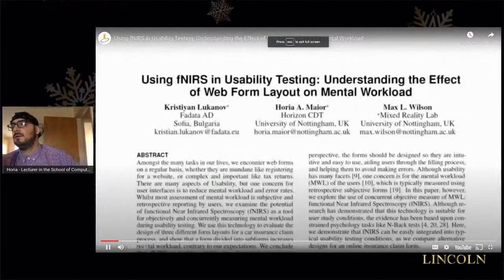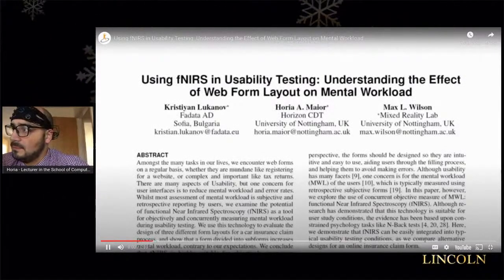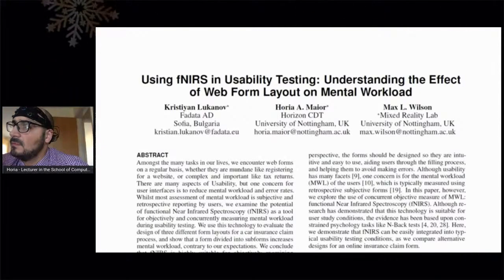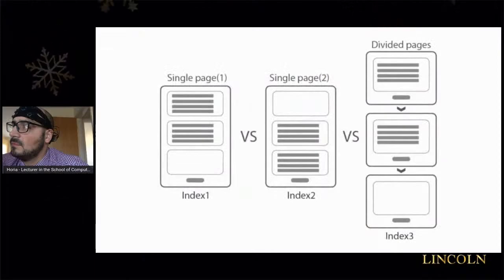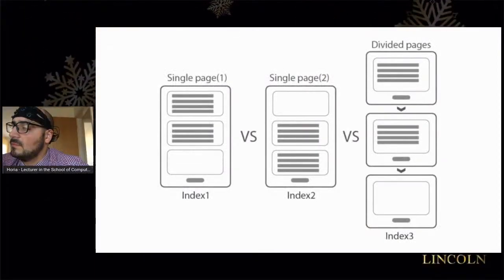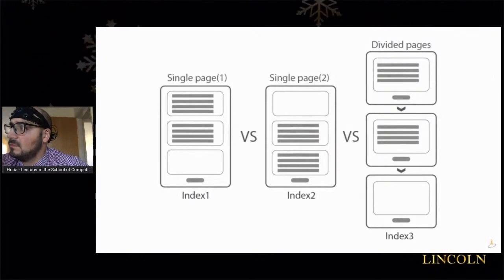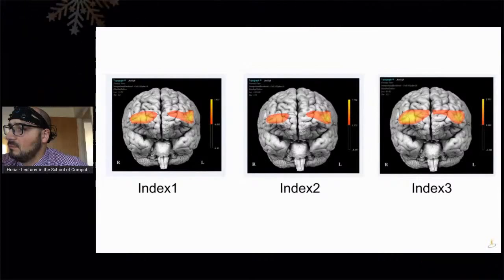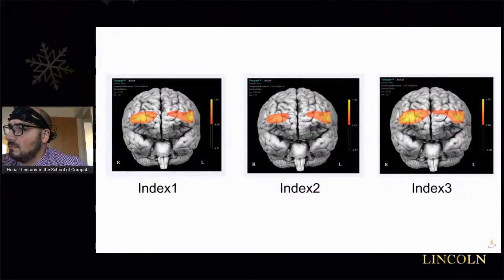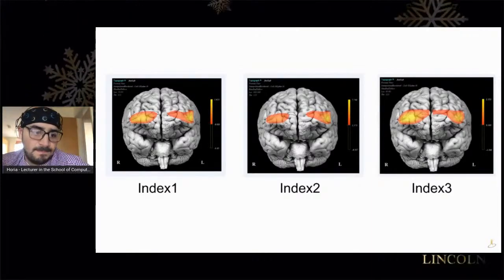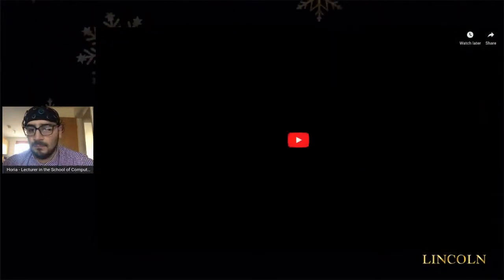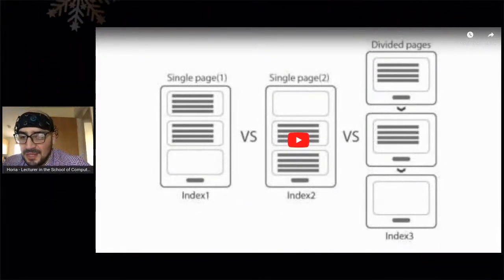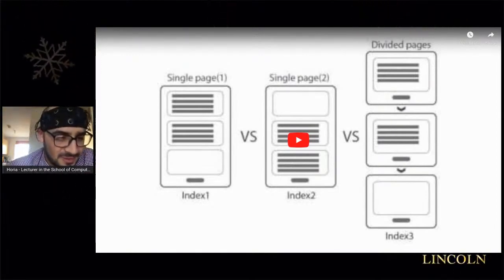There are many aspects of usability, but one concern for user interfaces is to reduce mental workload and error rates. We examined the use of functional near-infrared spectroscopy as a tool for measuring mental workload during usability testing. We used this technology to evaluate the design of 3 different form-filling layouts for a car insurance claim process. While no differences were found in emotional or performance measures, using fNIRS, we showed that dividing the forms into separate pages significantly increased workload.